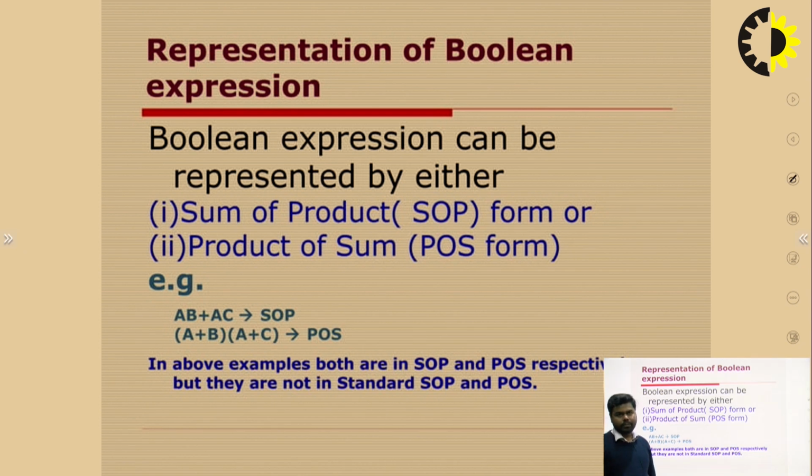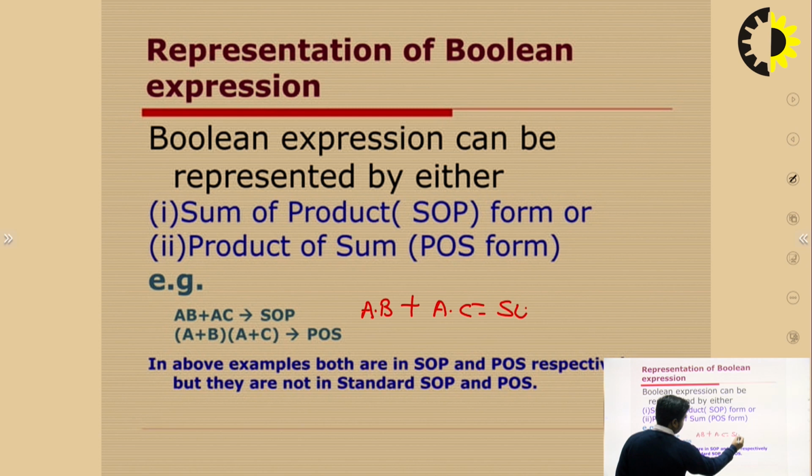Now, representation of Boolean expression. A Boolean expression can be represented by SOP and POS. SOP means sum of products and POS is called product of sums. We are taking examples. This is the SOP, sum of product. The product is a dot b and a dot c. This is the product, but we are taking the sum. So, we are saying that SOP.